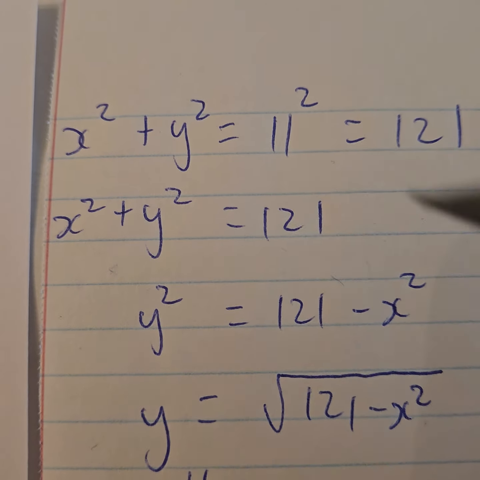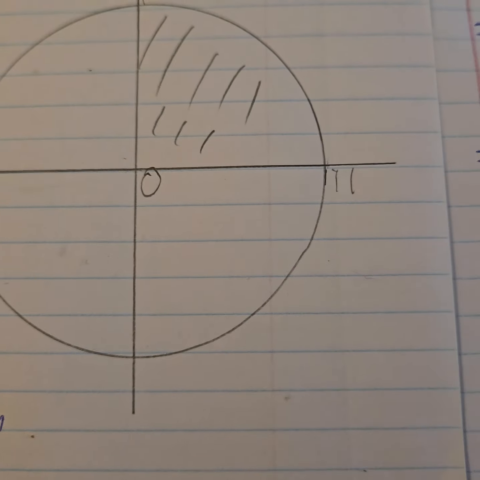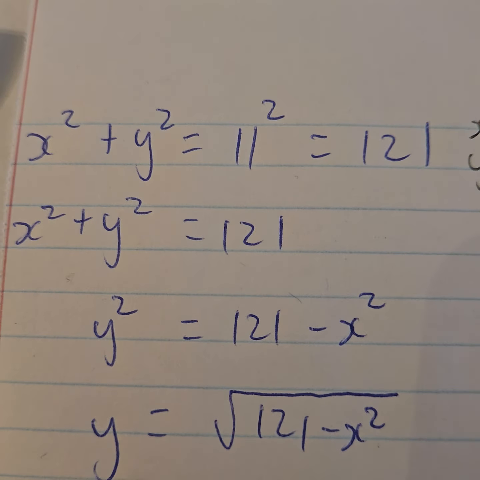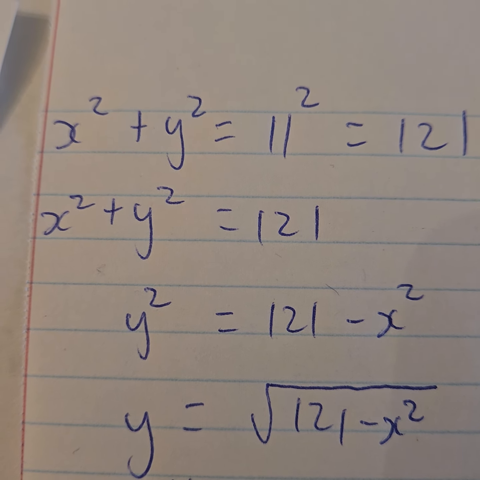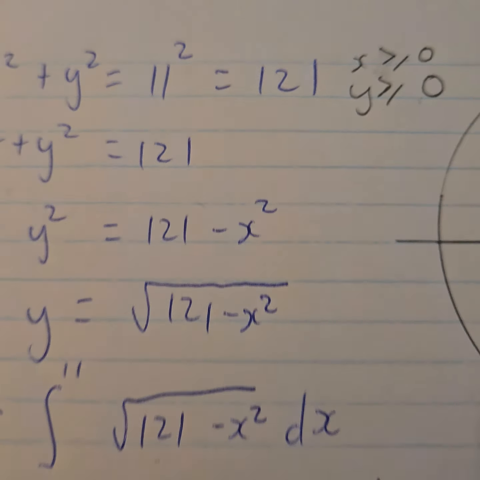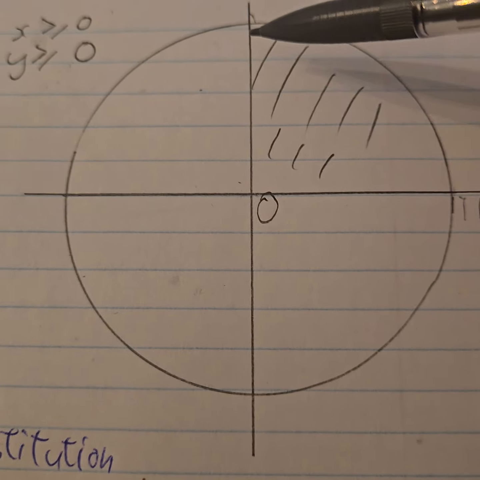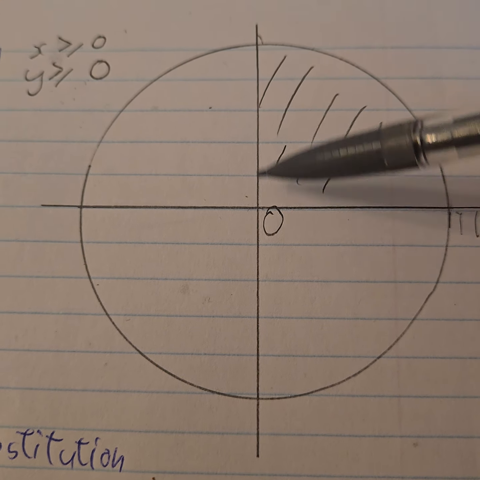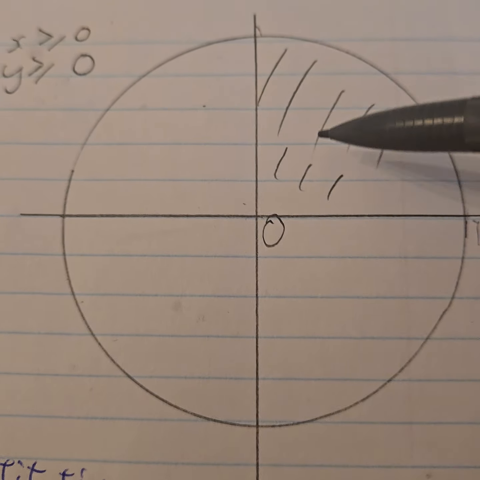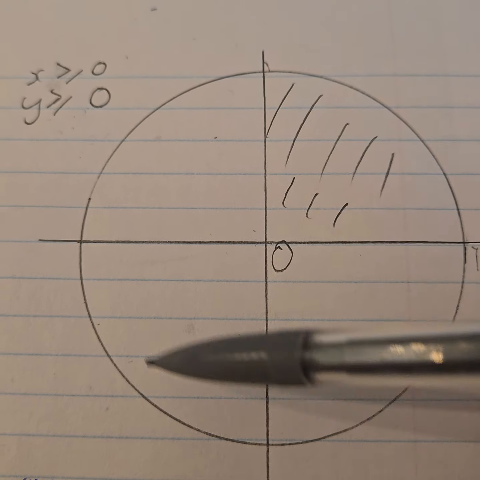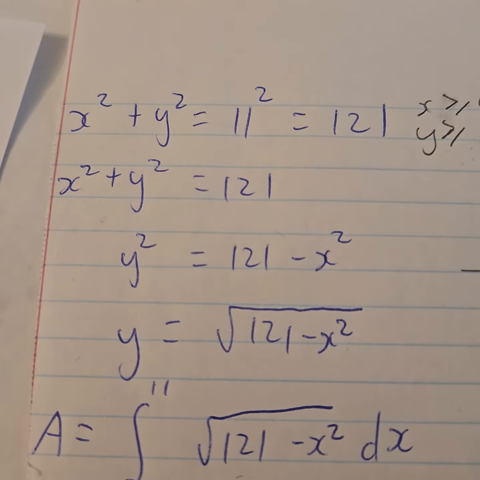That's the formula for a circle of radius 11 on an xy plane. x squared plus y squared equals 11 squared, which is 121. I'm going to just work in this quarter here, where x and y are both positive, and when we're finished, we'll multiply by 4. That will make it easier.